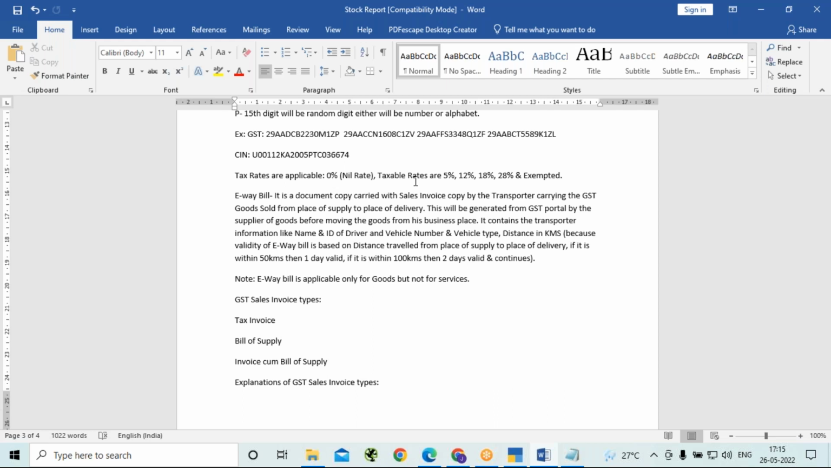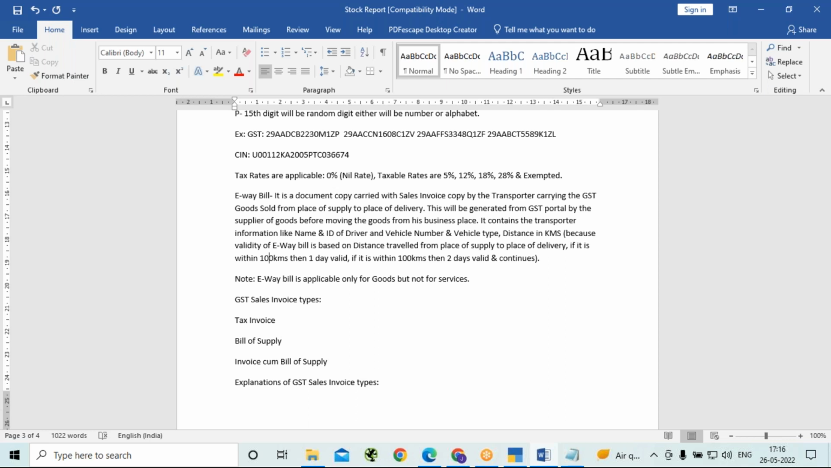So from which place to which place they will be traveling, from the place of supply to the place of delivery. Both the names of the places with the total distance to be traveled. Based on the kilometers, the validity of the e-way bill will be calculated. In case you travel 100 kilometers, before it was 50, but now it has been changed to 100 kilometers. If your place of supply to place of delivery comes within 100 kilometers, then the validity will be provided as 1 day.